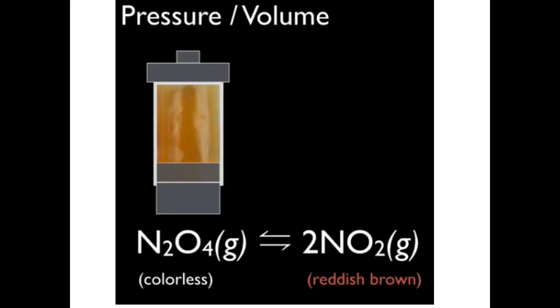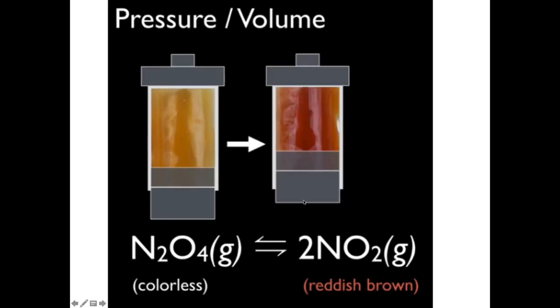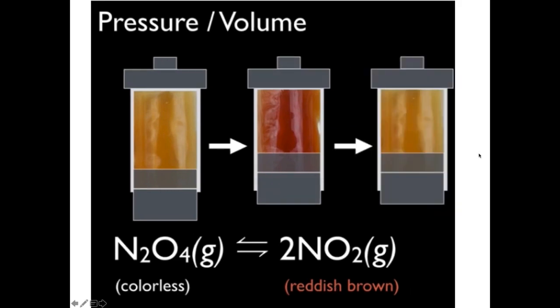So for instance, you look at pressure over volume, N2O4 is colorless, 2NO2 is reddish brown. What's going to happen is if you increase the pressure, it's going to initially turn red as you increase the pressure, but then it will decrease the pressure, because this is 1 mole and this is 2, it's going to go back to being clear.